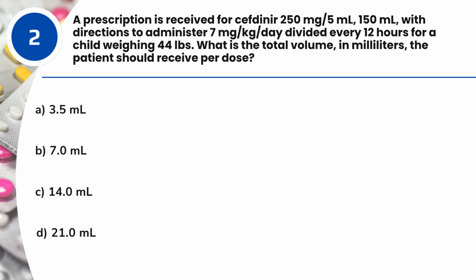Question 2. A prescription is received for cefdinir 250 mg per 5 mL, 150 mL, with directions to administer 7 mg per kilogram per day divided every 12 hours for a child weighing 44 pounds. What is the total volume, in milliliters, the patient should receive per dose? A. 3.5 milliliters. B. 7.0 milliliters. C. 14.0 milliliters. D. 21.0 milliliters.